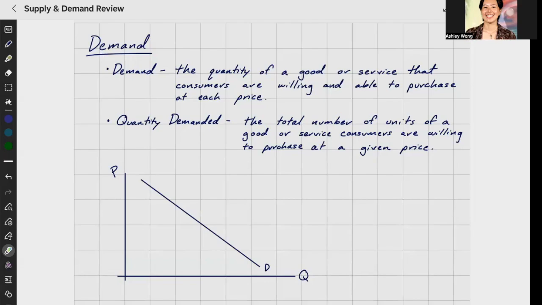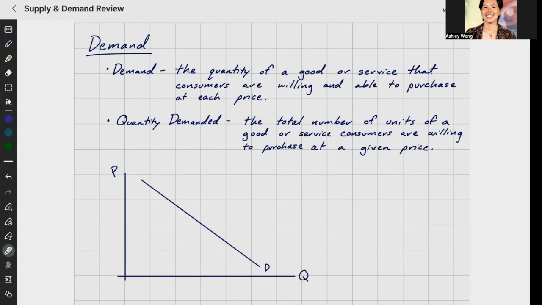Hi, welcome back everyone. Today we're going to be doing a supply and demand review video to reinforce the concepts that we covered in chapter 3 when we learned about supply and demand. First off, we're going to start with the demand side, and one key thing that I really want us to know here is to be able to differentiate between demand and quantity demanded.